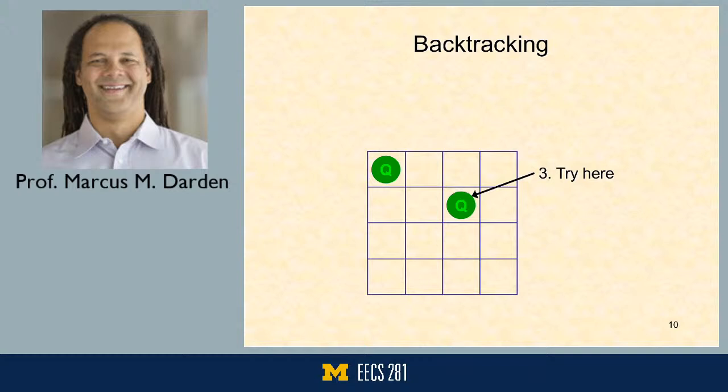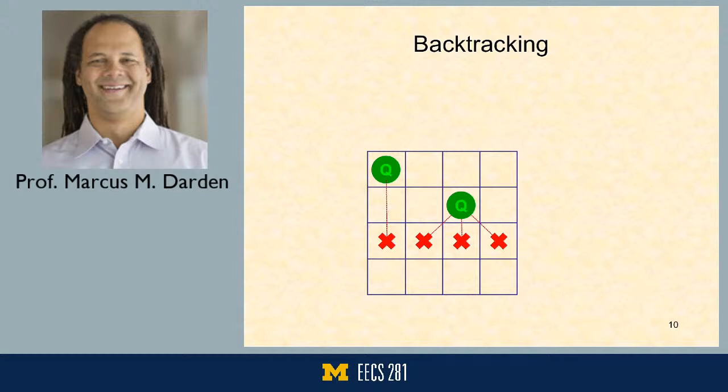So next placement in the third row, I say, well, that queen is threatened here. If I place it in the second column, it's threatened by the second row queen. Third column, threatened by the second row queen. And the fourth column is also threatened by the second row queen. So there's no way for me to place a queen in the third row given my current placements. So what do I do? I backtrack.